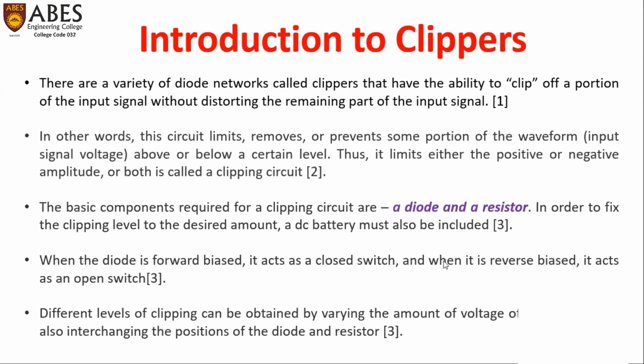While analyzing the numericals based on clippers, first we need to keep an important point in mind: when the diode is forward biased, it acts as a closed switch, and when the diode is reverse biased, it acts as an open switch. Also, different clipping levels can be obtained by varying the battery voltage or by interchanging the position of the diode and resistor. By these two ways, we can achieve different levels of clipping.